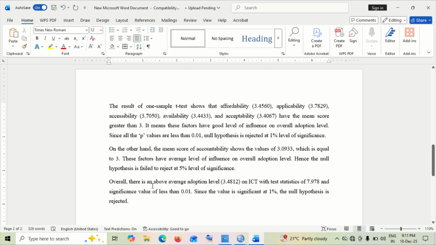Overall, there is an above average adoption level, the mean is in bracket 3.4812, on ICT with a test statistic of 7.978 and significance value of less than 0.01. Since the value is significant at 1%, the null hypothesis is rejected.